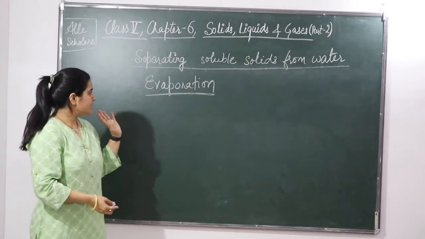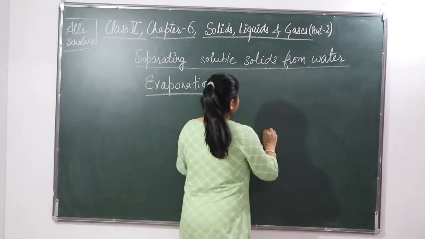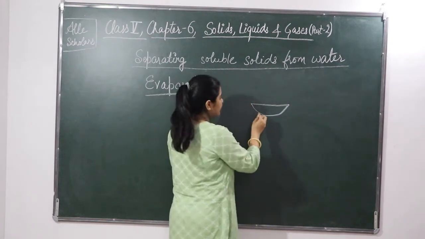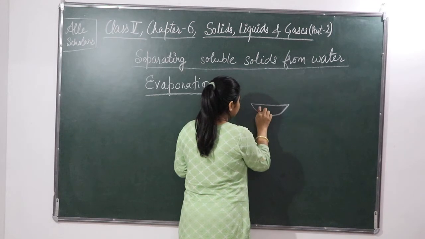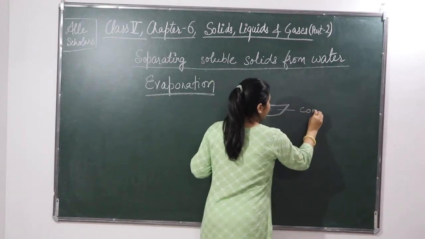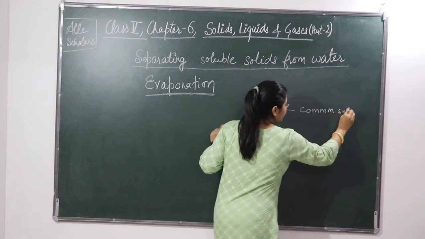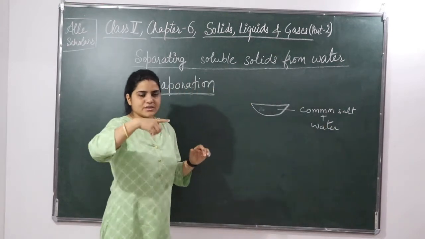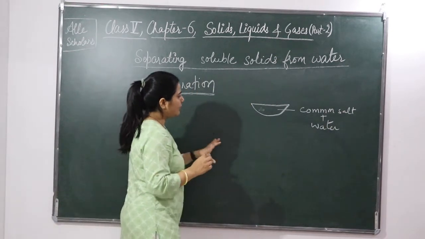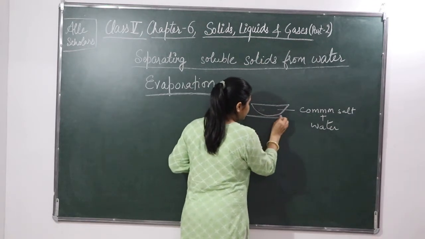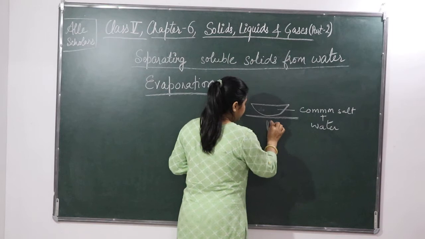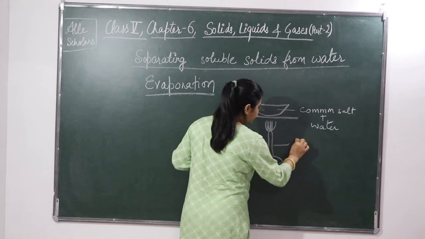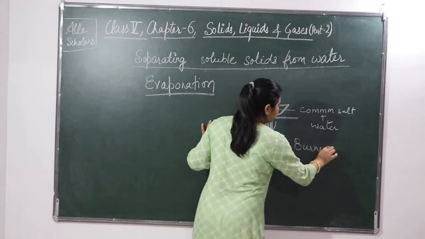Okay, so for this let's do an experiment. We will take a china dish. In this china dish we will keep common salt plus water. It is a mixture of common salt and water. When you stir it, it will be dissolved. Now what we have to do, we have to keep this china dish and heat it with a burner. This is the burner. We need to heat it.